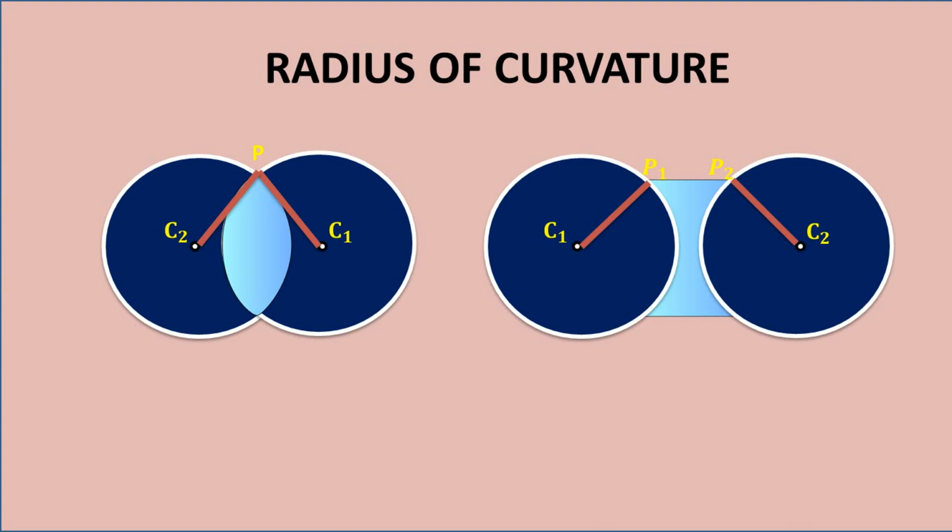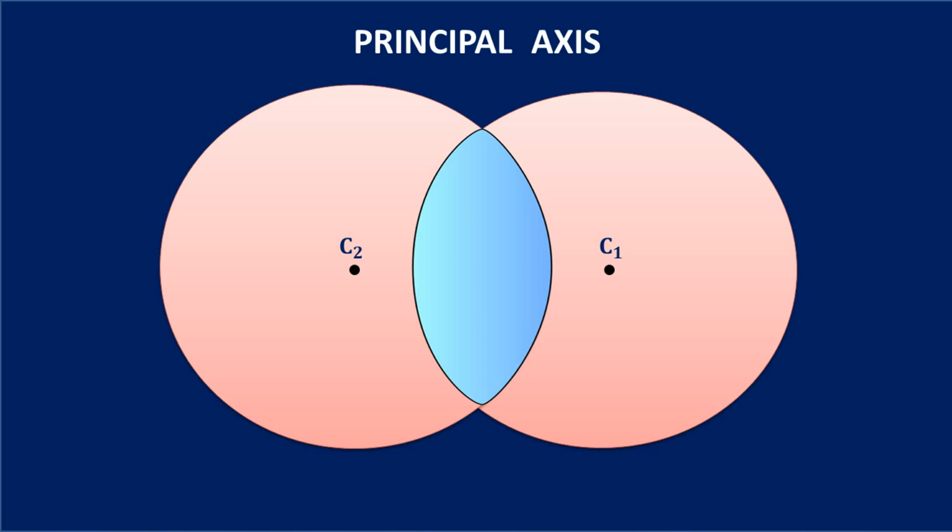Number 3. Principal axis. Principal axis is the line joining the centers of curvature of the two surfaces of a lens. In figure, the line C1-C2 is the principal axis. It can extend on either side of the lens.